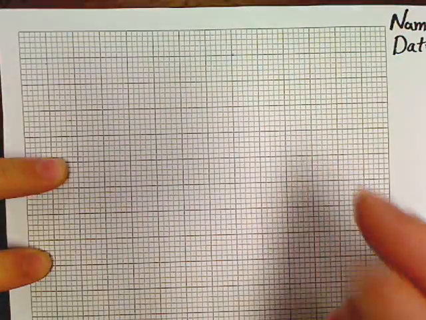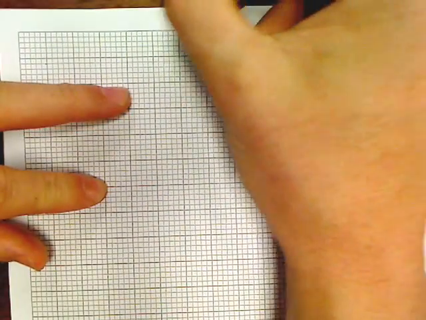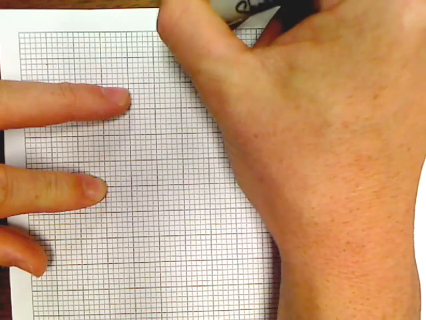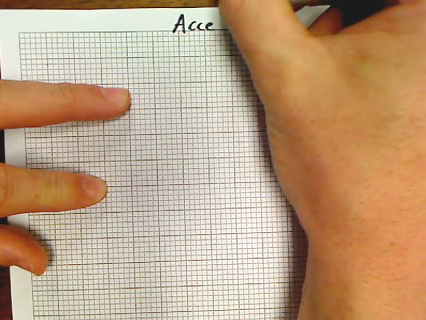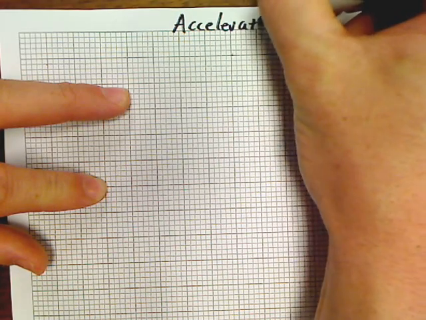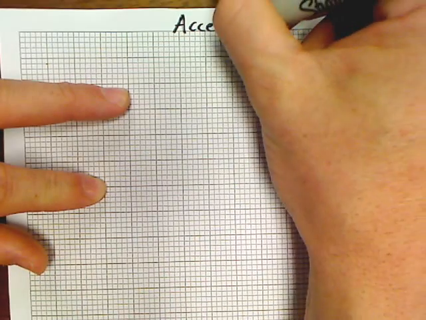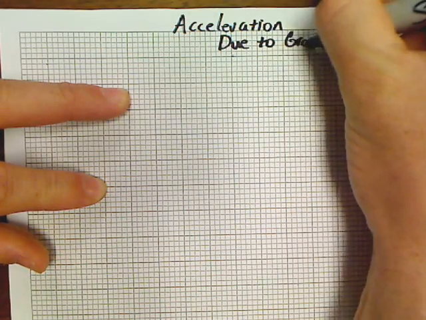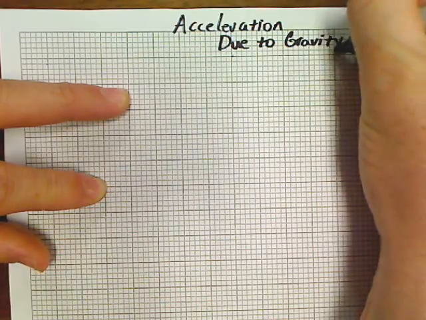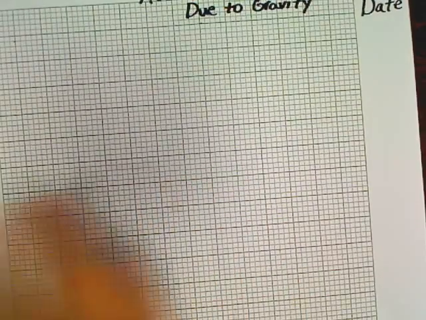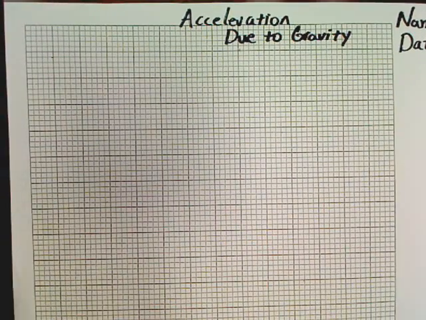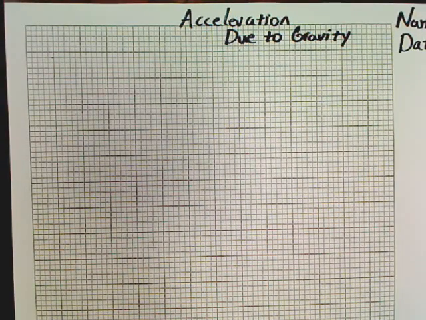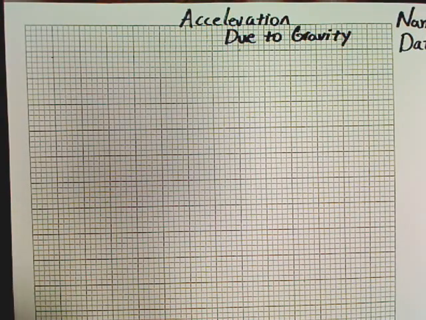Also, I now need a title to go back here. And I'm going to call this graph Acceleration due to gravity. Now, you don't actually have to write this big on your graph. It's just that I want to make sure you can read it via YouTube or the internet.